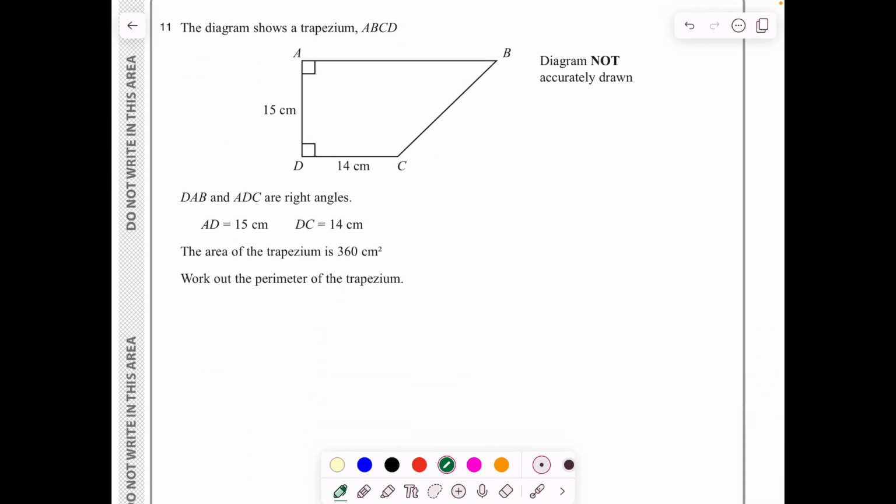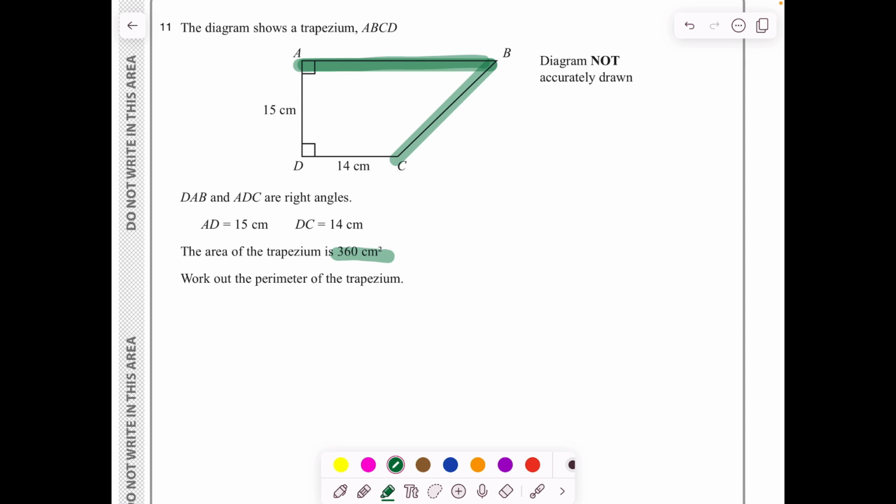Okay, now for this one. So we need to find the perimeter of the shape. Now to find the perimeter of the shape, we're missing 2 lengths. We're missing this length here and we're missing this length here. Okay, so the first thing I can do is, using the information they've given me for the area of the trapezium, I can find AB.